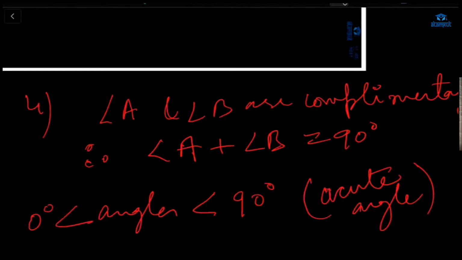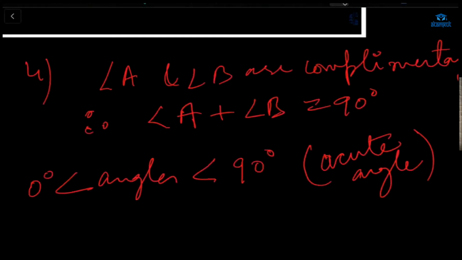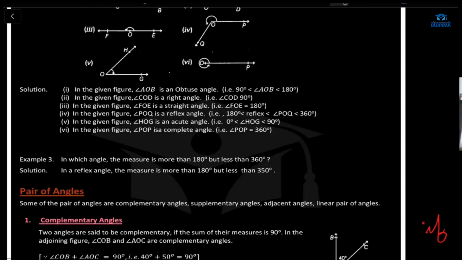So if the sum is equal to 90 degrees, one angle must be at least 1 degree. The minimum value will be 1 degree and the other will be 89 degrees. Or if one angle is 10 degrees, the other angle will be 80 degrees. So both the angles are of which type? They are acute angles. Any doubt? Shazan, Advika, any doubt? No, ma'am.